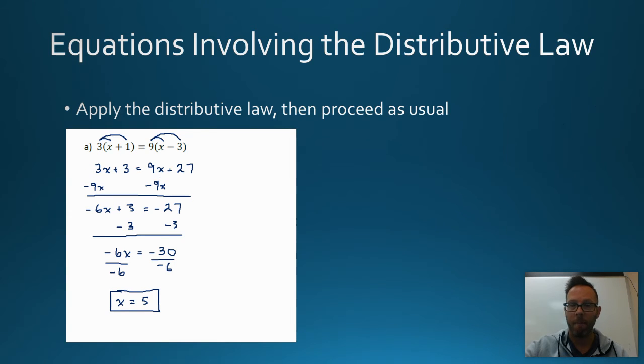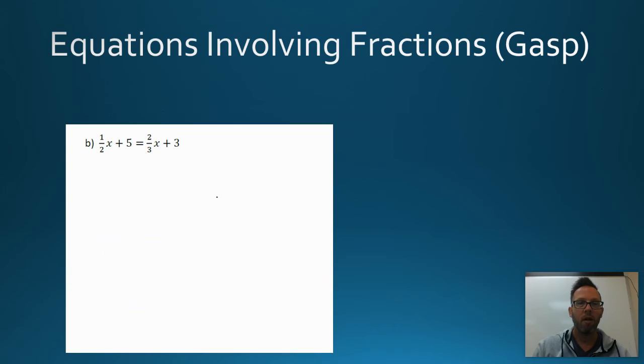Now, I just want to say, in this first step here, I subtracted 9x from both sides. If you wanted to group the x's on the right, you could do that. You could subtract 3x from both sides. But in my experience, a lot of students just want something that works. They can repeat. So I often collect my x terms on the left. So we applied the distributive law. We proceeded as usual.